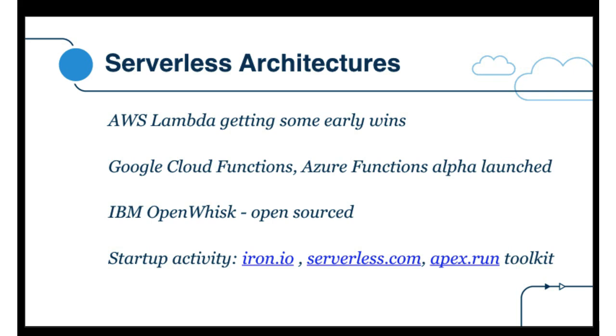You have a cloud function that you're trying to run. AWS came out with this about a year and a half ago. People are actually using this in production now, and we're getting some early wins with it. Google earlier this year came out with cloud functions. Azure came out with Azure Functions, Microsoft Azure Functions. Those are at a sort of alpha stage right now. And then IBM came out with an open source toolkit called OpenWhisk, which is, again, basically a clone of this with a few extensions, but aimed at the on-premise market. And there's also some startups. I&IO is working in this space. You can also get a couple of toolkits from serverless.com and apex.run, which make AWS Lambda easier to use.